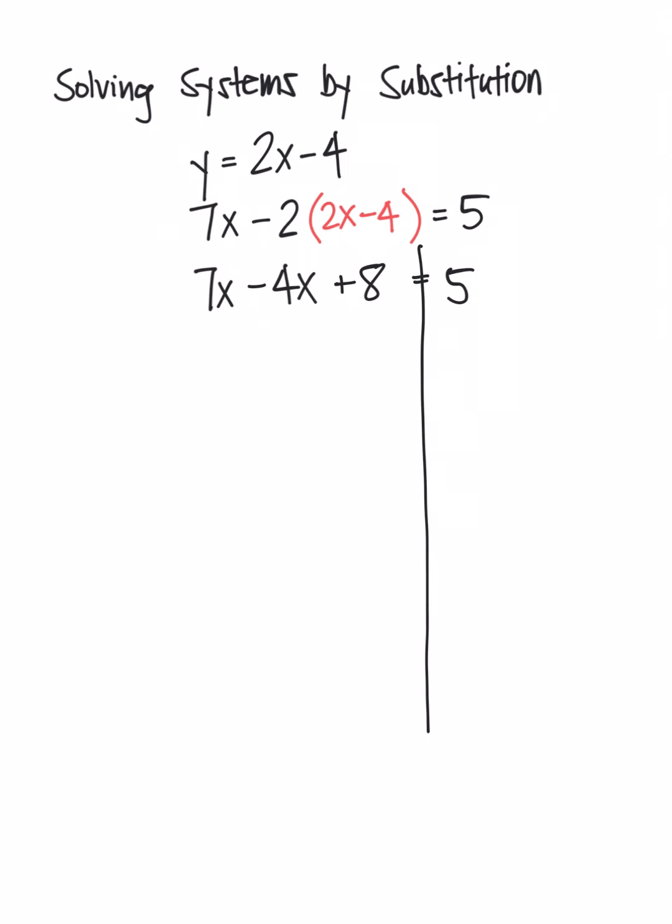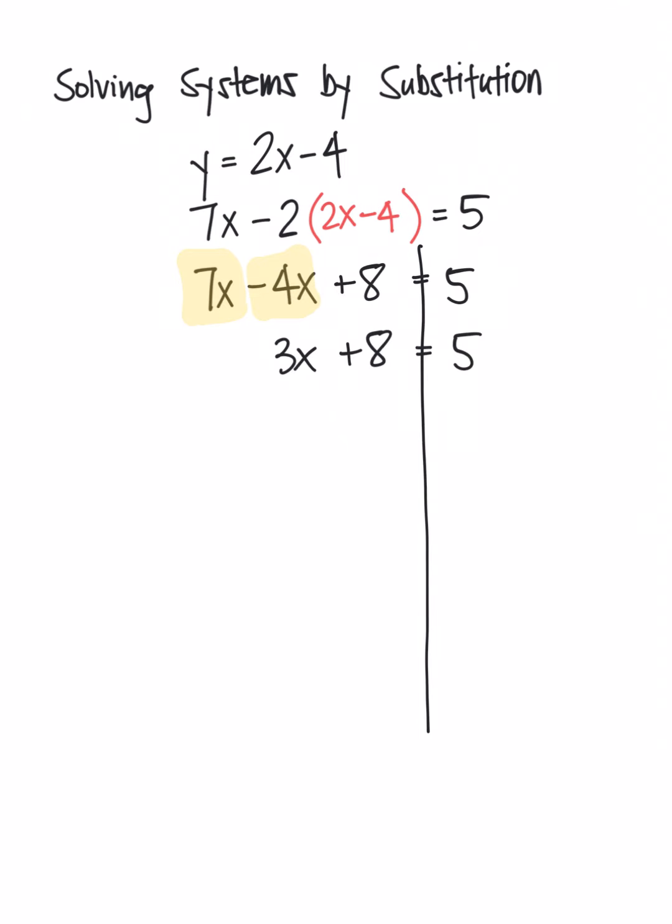All right, I have to combine like terms. I see some like terms here. I've got a 7x and a negative 4x. Let's combine that. That's gonna equal 3x, right? Plus 8, so that's on that side. And then over on this side, I have a 5.